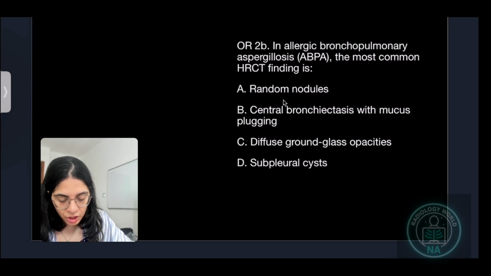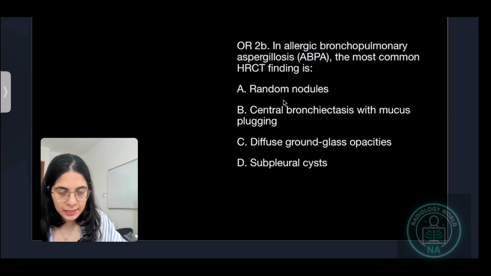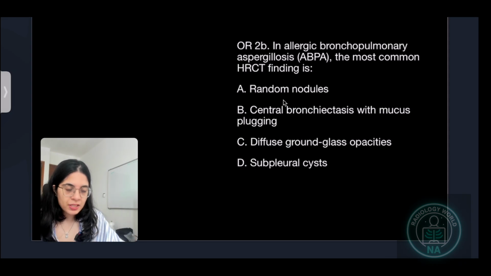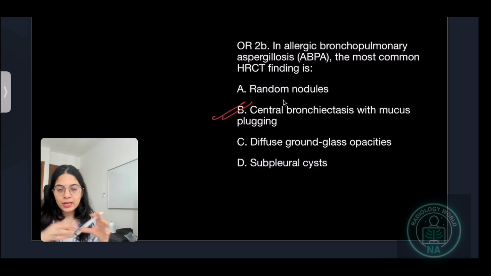Another thing is in allergic bronchopulmonary aspergillosis, the same variant of the question, the most common HRCT finding is whether it is random nodules, central bronchiectasis with mucus plugging, diffuse ground glass opacities or subpleural cyst. Okay, so we are talking over here again, I have told you it is central bronchiectasis with mucus plugging.